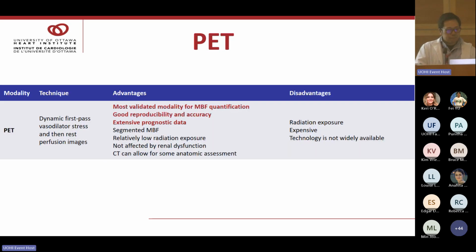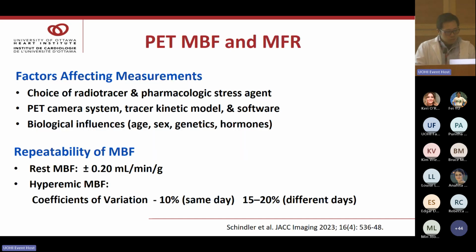Okay, let's move on to PET imaging. PET is currently the gold standard for non-invasive assessment. PET has good reproducibility and diagnostic accuracy with extensive prognostic data. So let's look at PET-derived myocardial blood flow, MBF, and myocardial flow reserve, MFR.